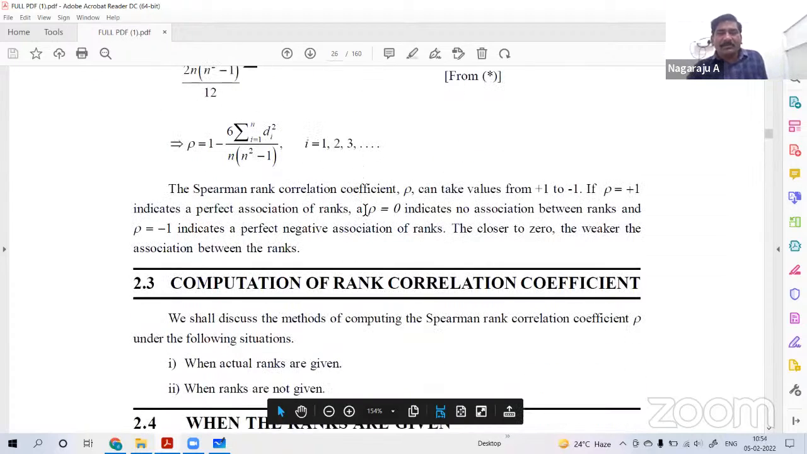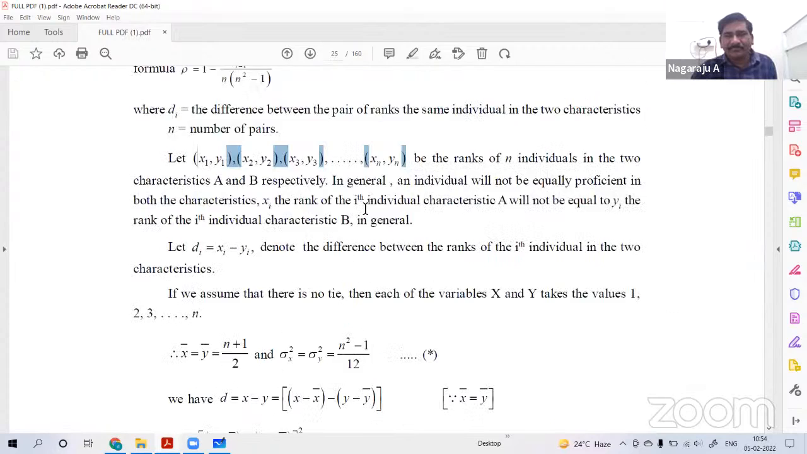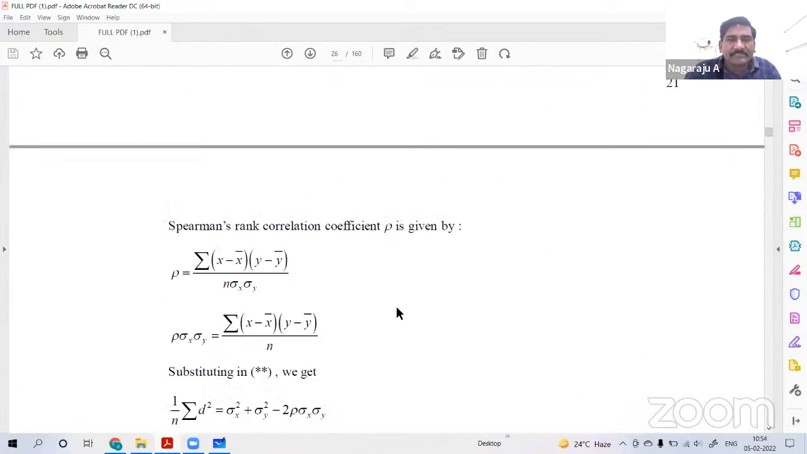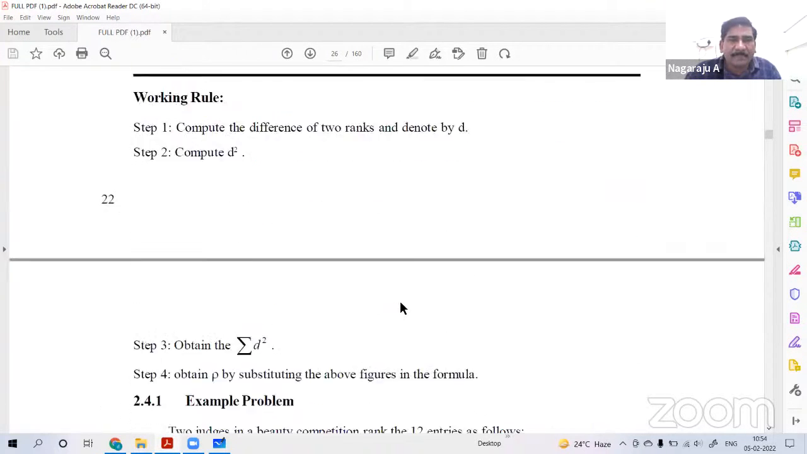This is the rank correlation. It was developed by Spearman, so it is called the Spearman rank correlation. The Spearman rank correlation formula is simply 1 minus 6 sigma d square by n into n square minus 1. Now I identify the correlation between the ranks of X and Y. If you do one problem you can understand easily, and after that I will come to the proof.